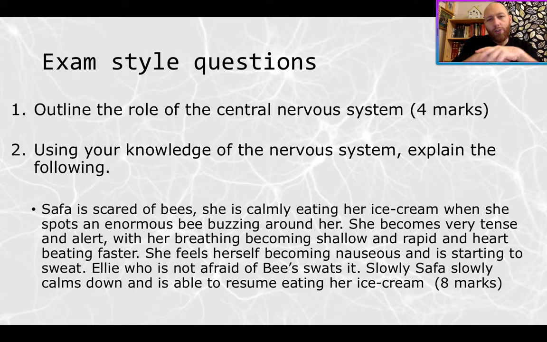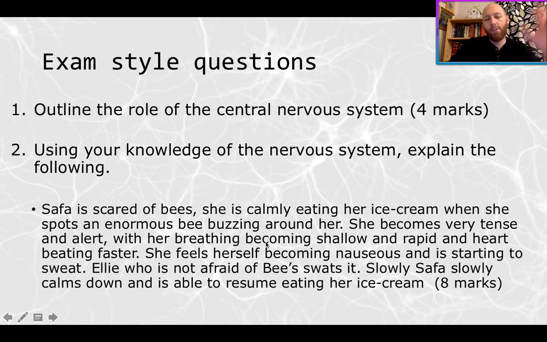Sort of exam questions you might get asked are: outline the role of the central nervous system. Or: using your knowledge of the nervous system, explain the following. Safa is scared of bees. She is calmly eating her ice cream when she spots an enormous bee buzzing around her. She becomes tense, alert, with her breathing becoming shallow, and is starting to sweat. Ellie, who is not afraid of bees, swats it. Slowly, Safa calms down and is able to resume eating her ice cream.